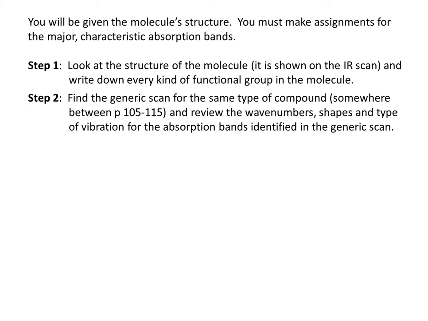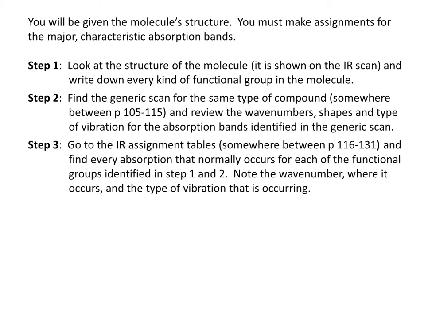Then review the wave numbers, the shapes, and the type of vibration for the absorption bands that are being identified in the generic scan. Step 3, go to the IR assignment tables. There, between pages 116 and 131, find every absorption that normally occurs for each of the functional groups that you've identified in Step 1 and Step 2. Note the wave number, where it occurs, and the type of vibration that's occurring.